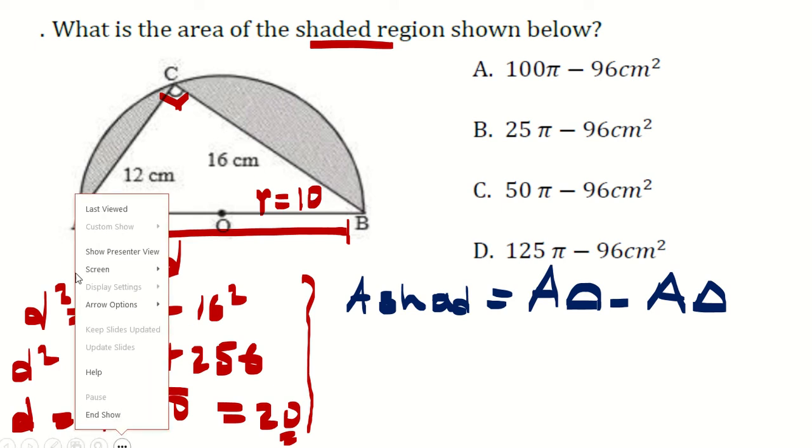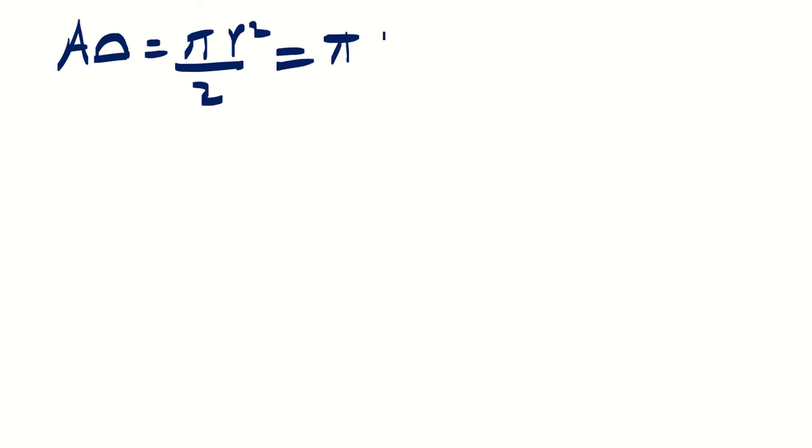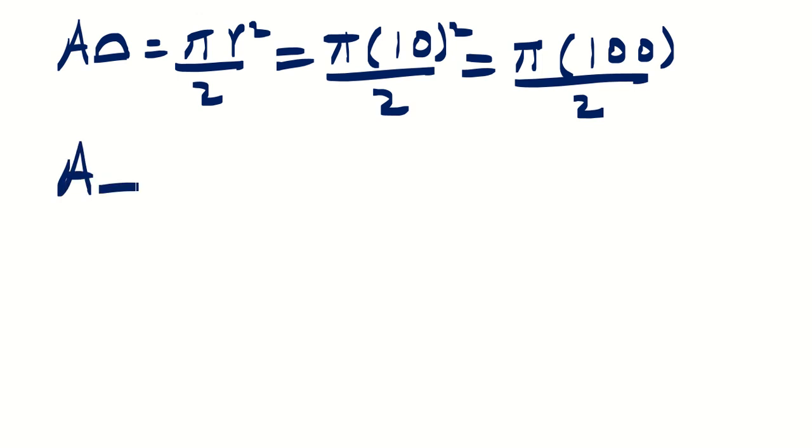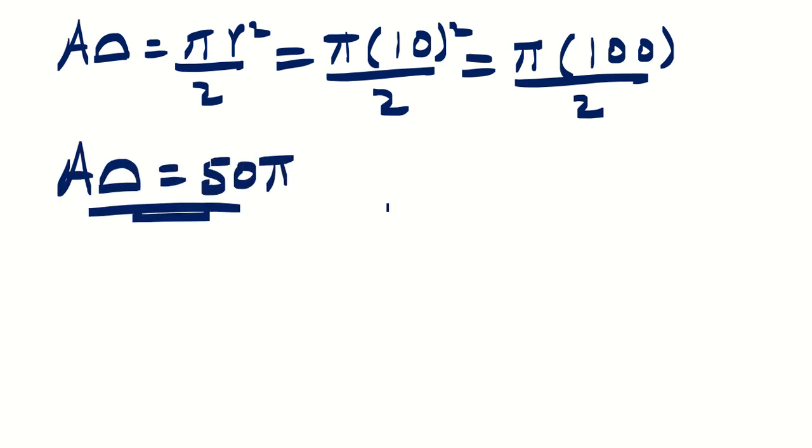Okay, to do that, the area of the semicircle will be pi r square over 2, because semicircle means half of a circle. Normally the area of a circle is pi r square, so we need to divide by 2. To do that, pi times the radius, we have got 10, square it, divide by 2, which will be pi times 10 square means 100, then over 2. So the area of the semicircle is going to be 50 pi. We got it.